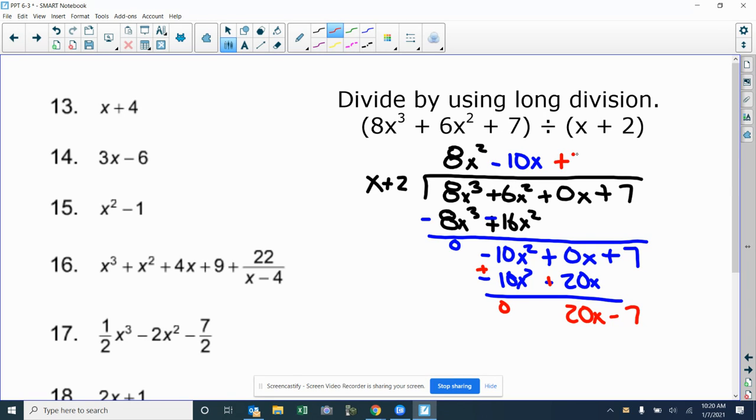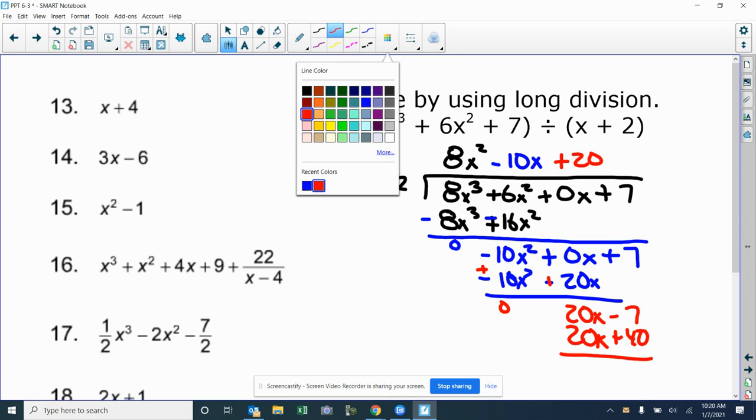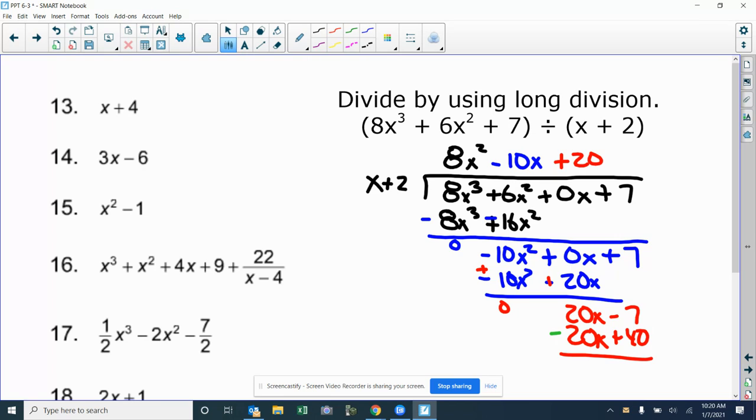Probably 20 will work. 20 times x would give me 20x. 20 times 2 gives me 40. But of course, the signs need to change. Minus, minus. So I'm looking at negative 47. Is that right? So we end up with negative 47 over x plus 2.